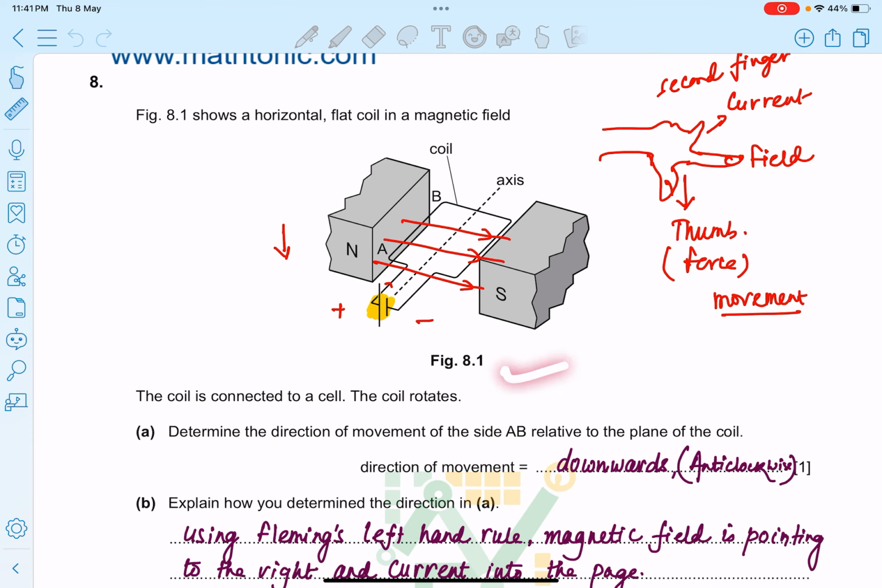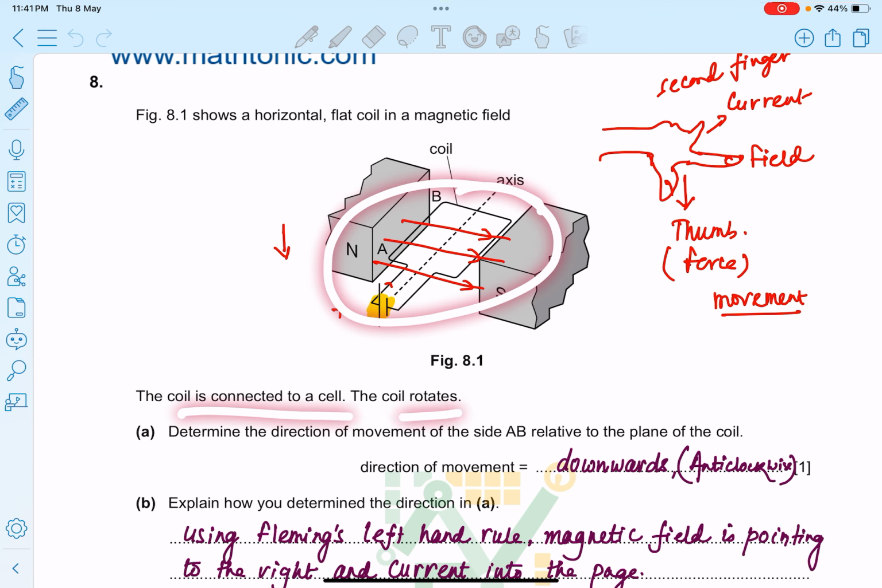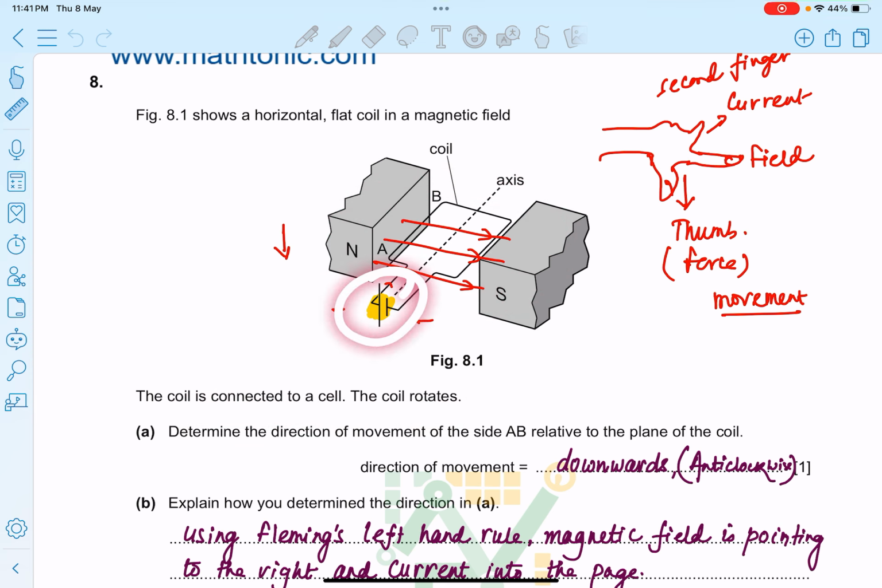Next question is about this motor, right? It shows a horizontal flat coil in a magnetic field. The coil is connected to a cell and the coil rotates. If you see this question carefully, this is a battery. So battery is present, which means which kind of motor is this?